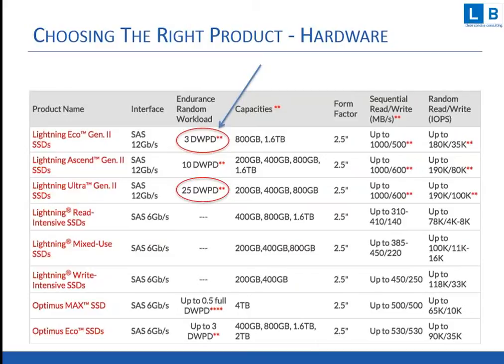The 3 DWPD product would not be very good at all, and in actual fact, if you look at the second line from the bottom, the Optimus Max SSD, which is a large capacity device, would be terrible to be used as a cache, because you can only write half the capacity of that on a daily basis. So that could actually wear out very quickly. So when you're looking for the hardware piece to put into your caching solution, you have to be very careful about the hardware products you choose, because they are very different.